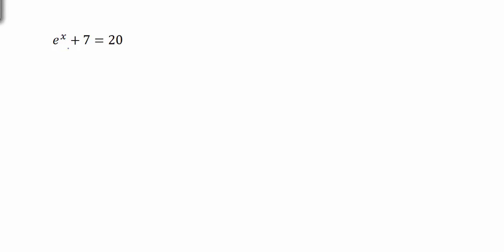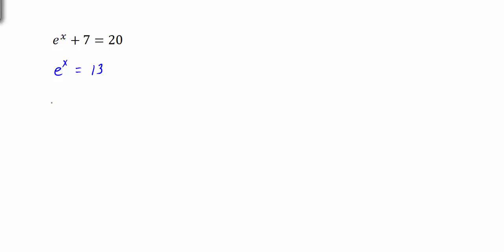So we have e to the x plus 7 equals 20. Once again here, the first step is to isolate the e to the x. So that means we need to isolate the part that contains your variable. So that means we need to subtract 7 from both sides. So we would have e to the x equals 20 minus 7, which is 13. And now at this point, you can choose whatever technique you prefer to solve for x.